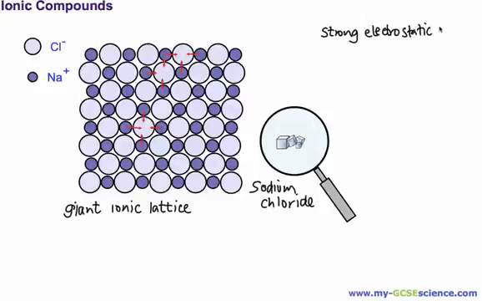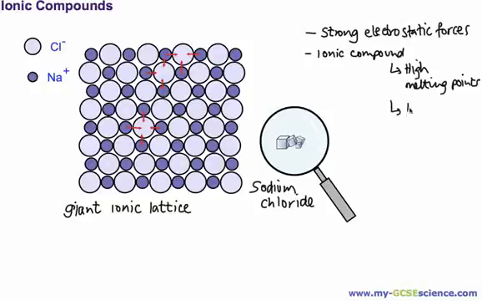electrostatic forces which hold the whole thing together, and they act in all directions and between all the oppositely charged ions. Now, because of this feature of strong electrostatic forces, ionic compounds have high melting points. They also have high boiling points. I'm going to be lazy and just abbreviate it.